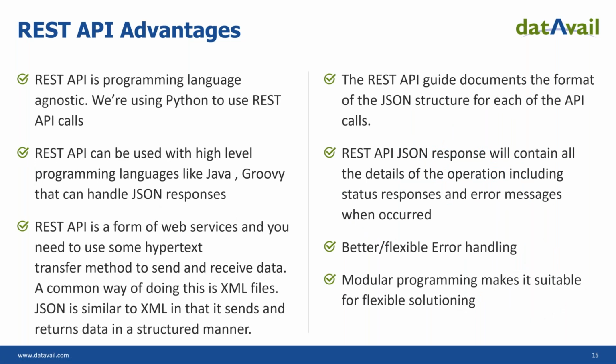Now, we talked about the difference between, or the limitation of EPM Automate and how REST API opens up the door for us, right? But some of the generic REST API advantages as a whole is that it is programming language agnostic. I am using Python, but you guys can use Java, C++, .NET, whatever might be the case, and you can definitely incorporate REST API calls, right?